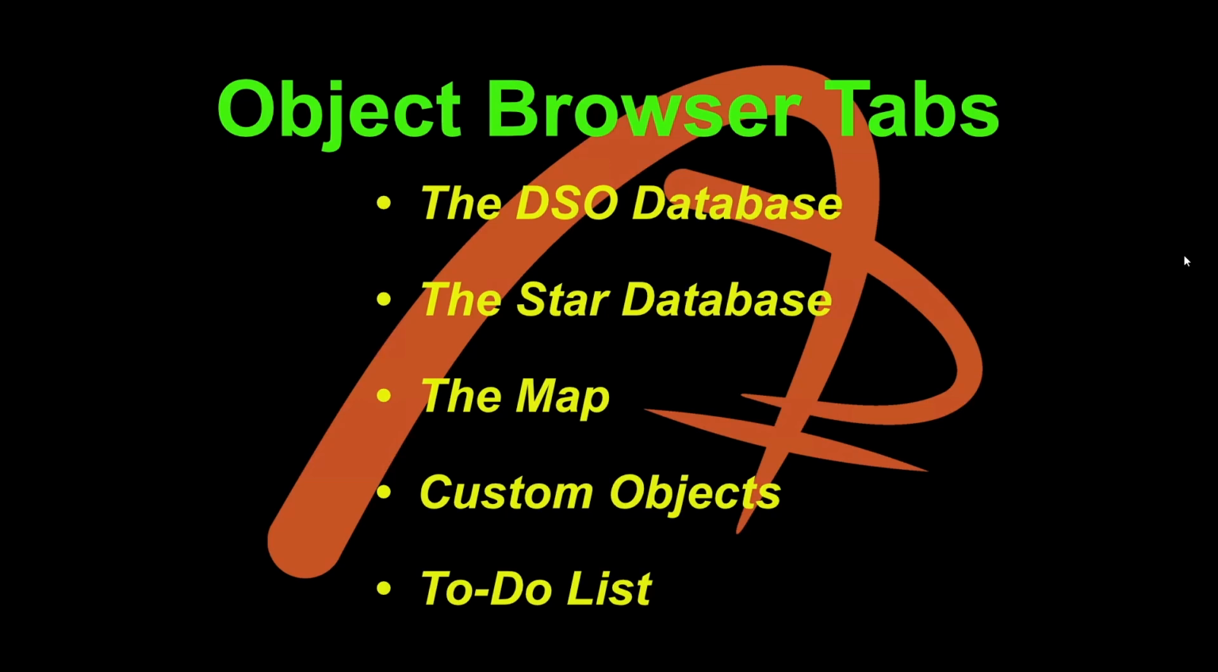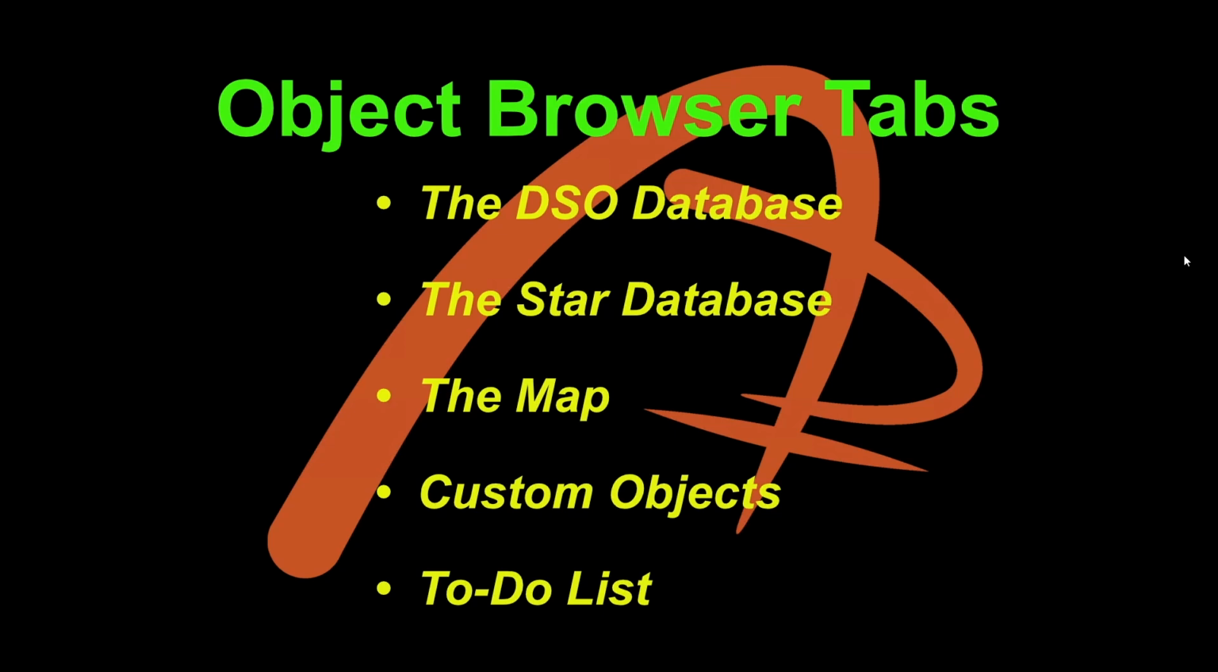The object browser has 5 tabs. You have the DSO database and a star database. These are lists of objects that you might want to image, and we'll just quickly run over those. And the map as well, we'll quickly go over that. It's just a map that shows you, depending on what hemisphere you pick, the stars and some constellations.